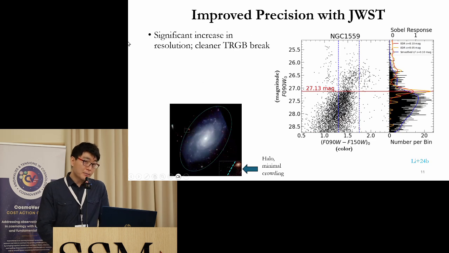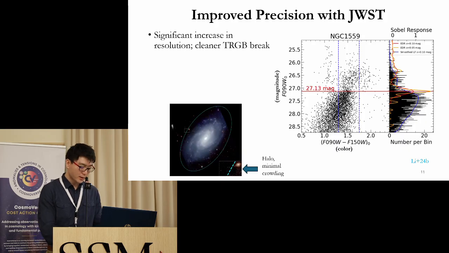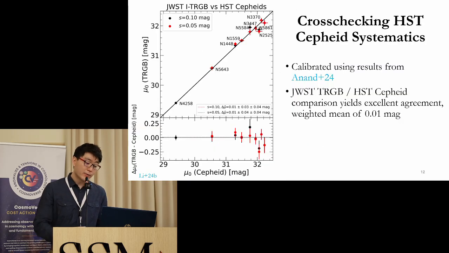Now we can see with JWST, the increased resolution really does help clean up the color magnitude diagram quite a bit. We do have a very well-defined Sobel response right here. To make these measurements, we adopt the CATS, or the Comparative Analysis of TRGB measurement algorithms. These are publicly available, so anyone in the audience can access them anytime. And we calibrate our results using the calibration from Deep Anand's paper.